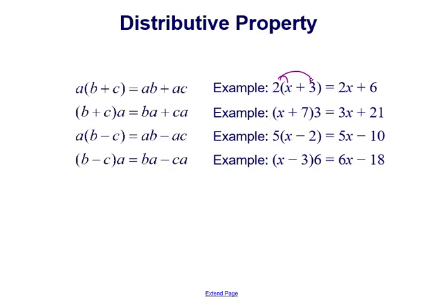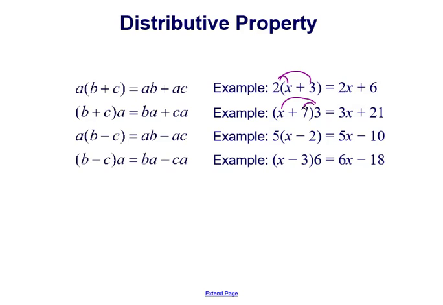You could have parentheses b plus c times a equals ba plus ca. So our example here, we have x plus 7 times that quantity times 3, but we're still doing that outside number. 3 times x is 3x, and 3 times 7 is 21. So 3x plus 21 is what that equals. So that just has that first number on the outside of the parentheses at the end instead of the beginning.